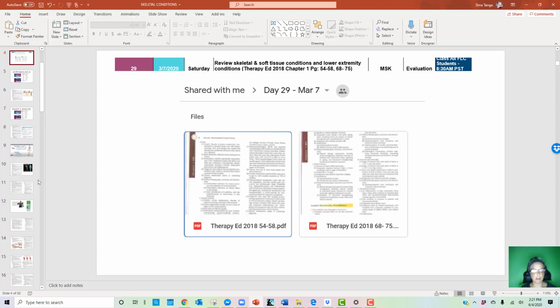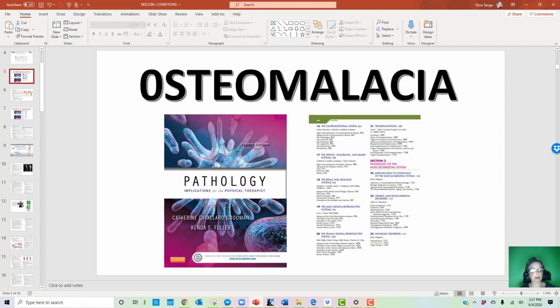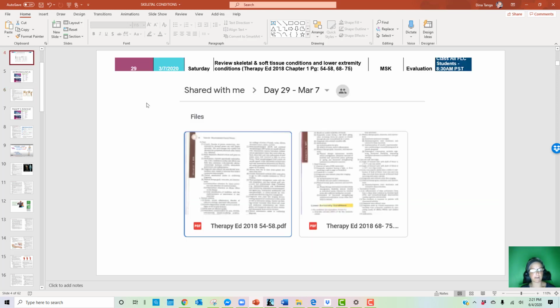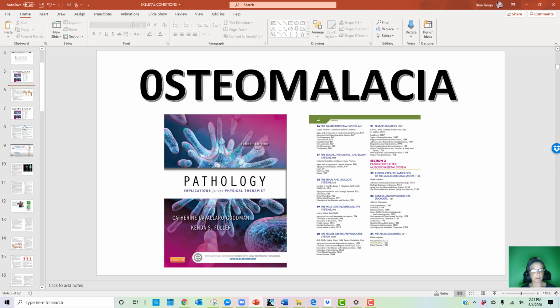Okay, so we continue the review of skeletal and soft tissue conditions. This time it's going to be on osteomalacia, one of the three metabolic disorders: osteoporosis, osteomalacia, and Paget's disease. We'll start with the therapy ed PDF that Final Frontier provided.